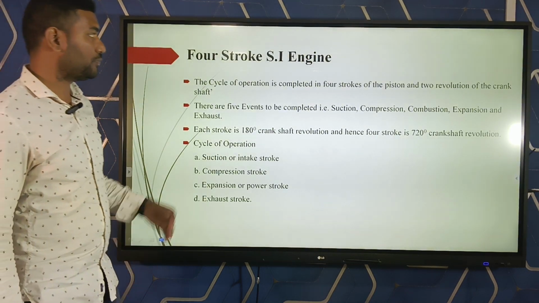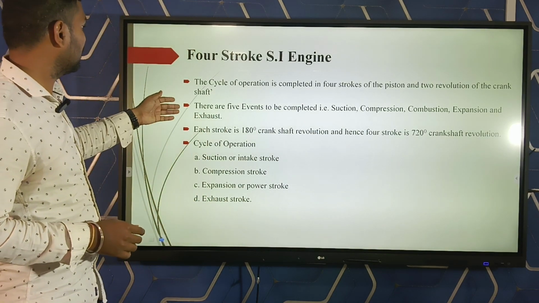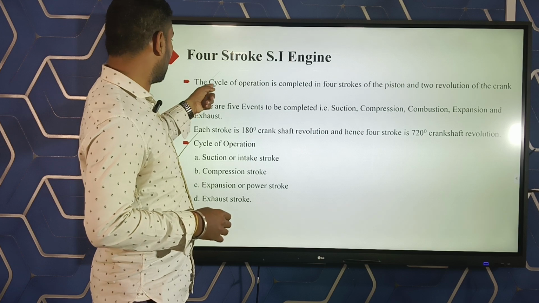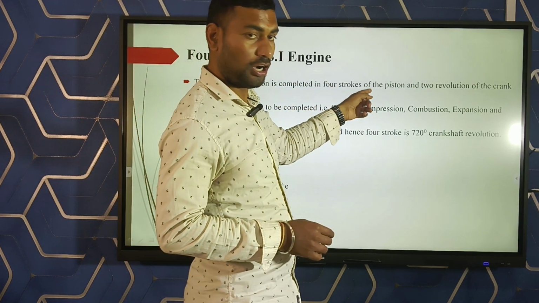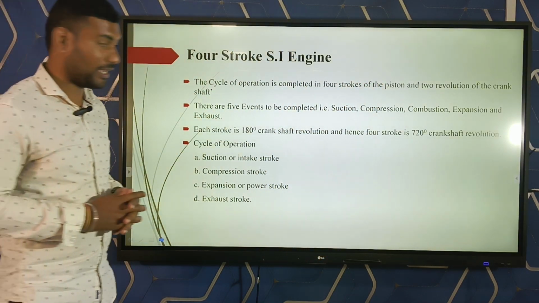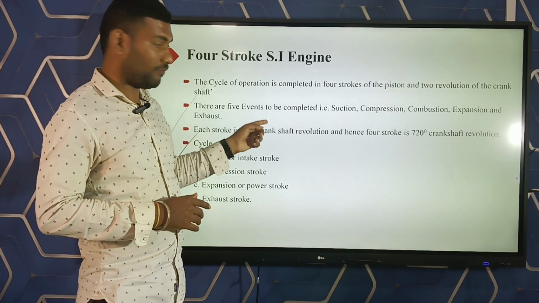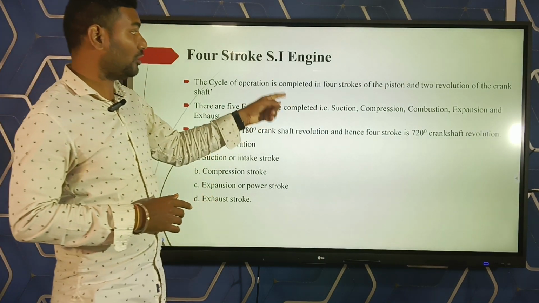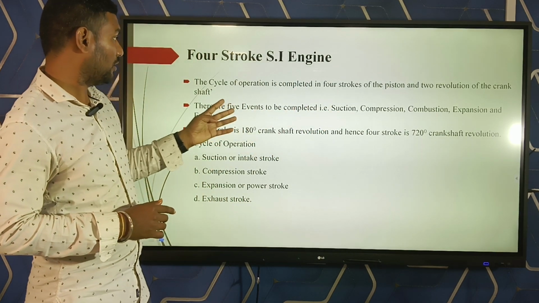Next, what is 4-stroke of SI engine? First point is your the cycle of operation is completed in 4 strokes of the piston and 2 revolutions of the crankshaft. Then second point is your there are 5 events to be completed, that is suction, compression, combustion, expansion and exhaust.